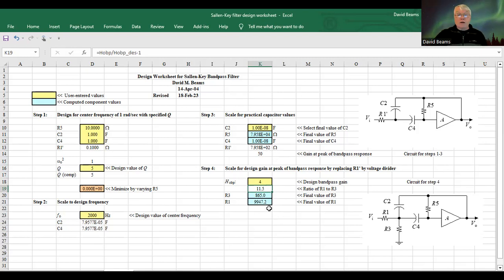So we have the design. We have finished the design, 0.01 microfarad for both capacitors, 79.58K for R5, 9.947K for R1, and 865 ohms for R3. All right, let's put these numbers in an LTSpice design and see how well it does.